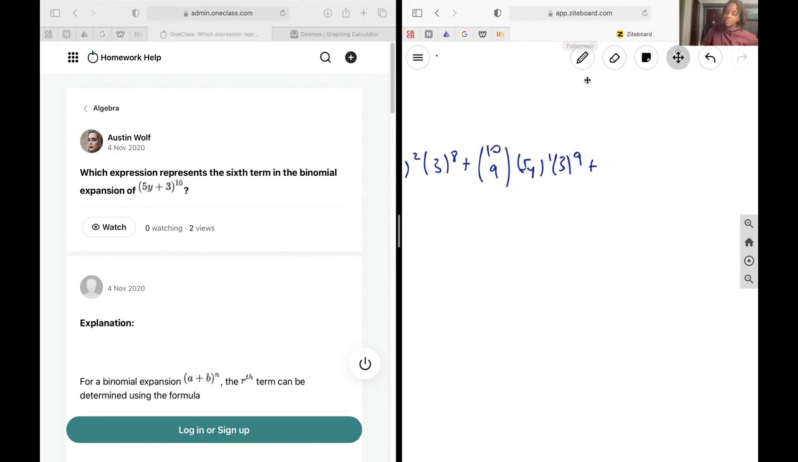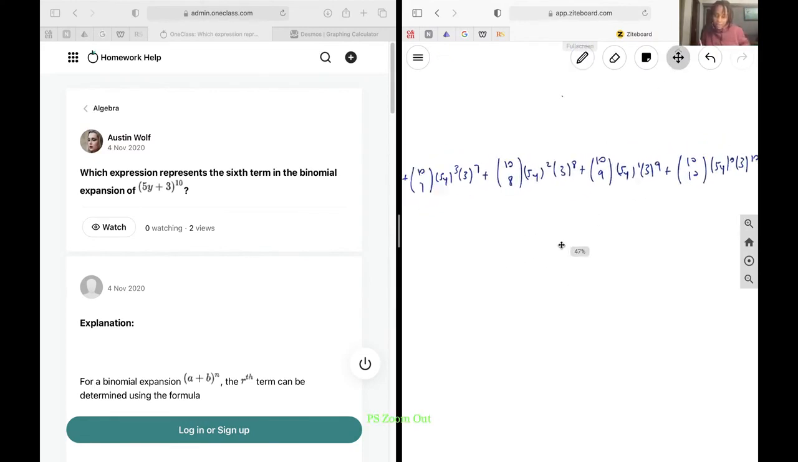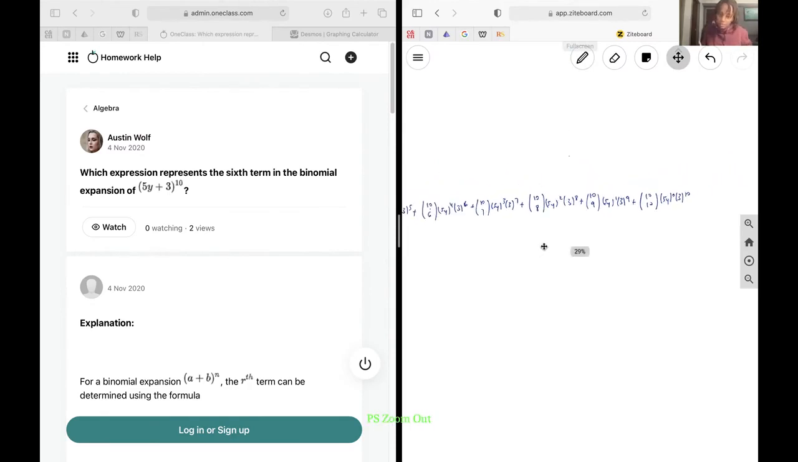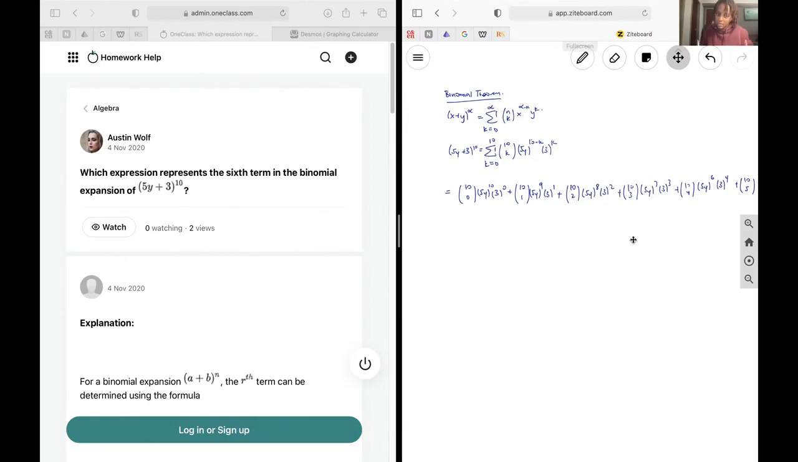and this is going to be our last term. So 10 choose 10, 5y to the power of 0, 3 to the power of 10. Okay, so now that I have this very long expression, the question is asking for the sixth term.